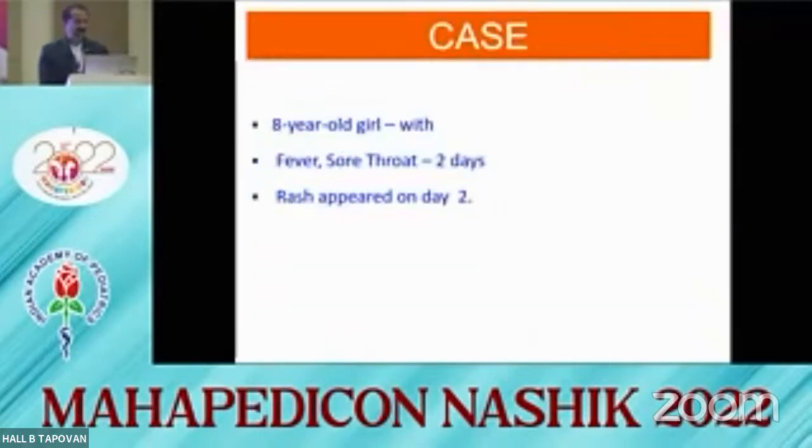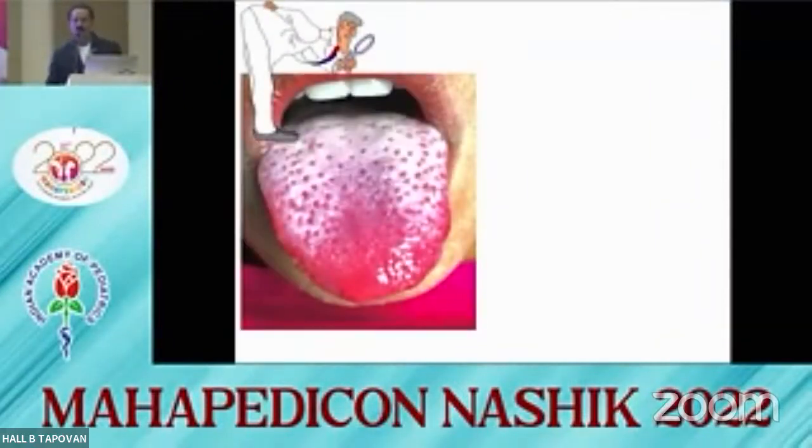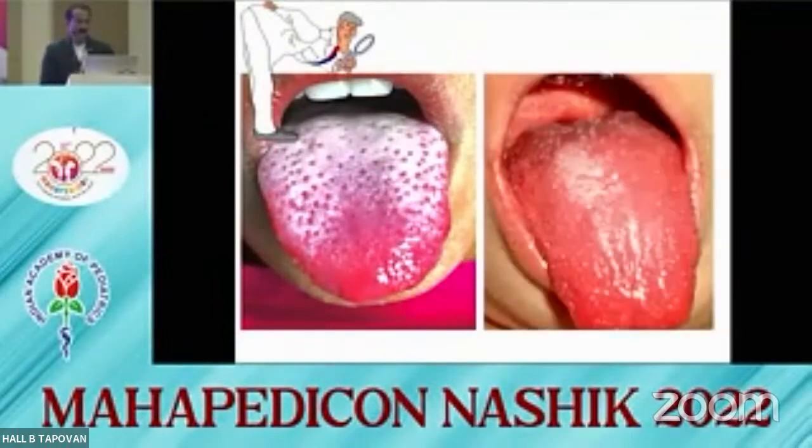This is an 8-year-old girl with fever and sore throat for 2 days. A rash appeared on the body on day 2. When I look at the tongue, what is this? Which strawberry, white or red? It is a white strawberry, and there is importance to that. In which condition do we get a white strawberry? Scarlet fever, right? And later on, after the third or fourth day, it becomes a red strawberry.